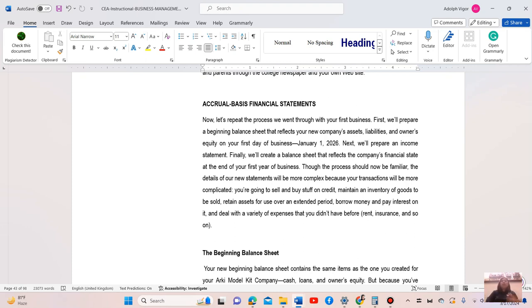So now let's repeat the process we went through with your first business, the Archi Model Kit. First, we'll prepare a beginning balance sheet that reflects your new company's assets, liabilities, and owner's equity on your first day of business, which is January 1st, 2026.